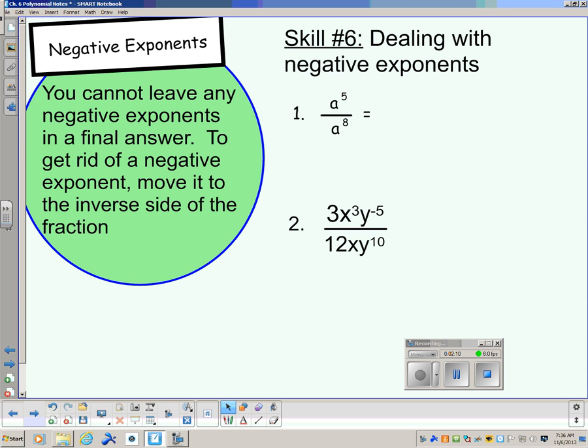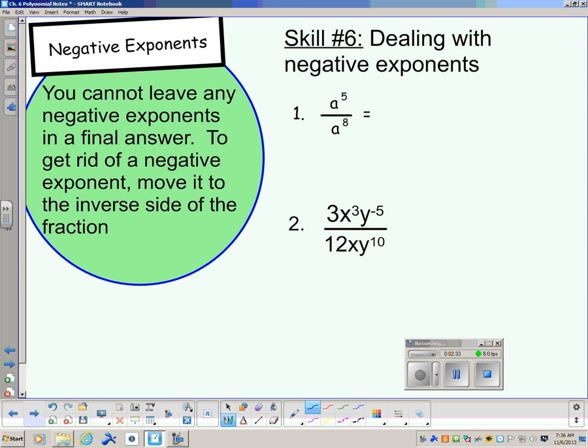Negative exponents, you cannot leave any negative exponents in a final answer. So you want to get rid of the negative exponent, you move it to the inverse side of the fraction. So if it's at the bottom and it's negative, you're going to move it to the top and make it positive. If it's at the top and it's negative, you want to move it to the bottom and make it positive. All right, so dealing with negative exponents here.